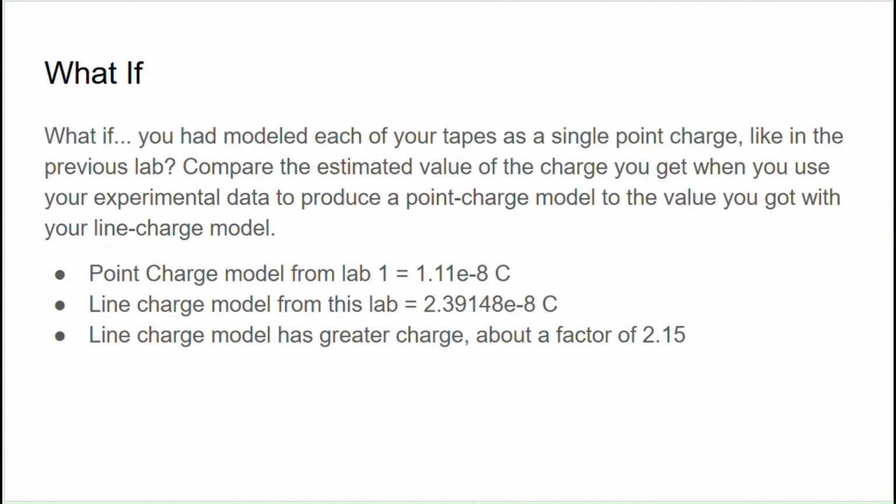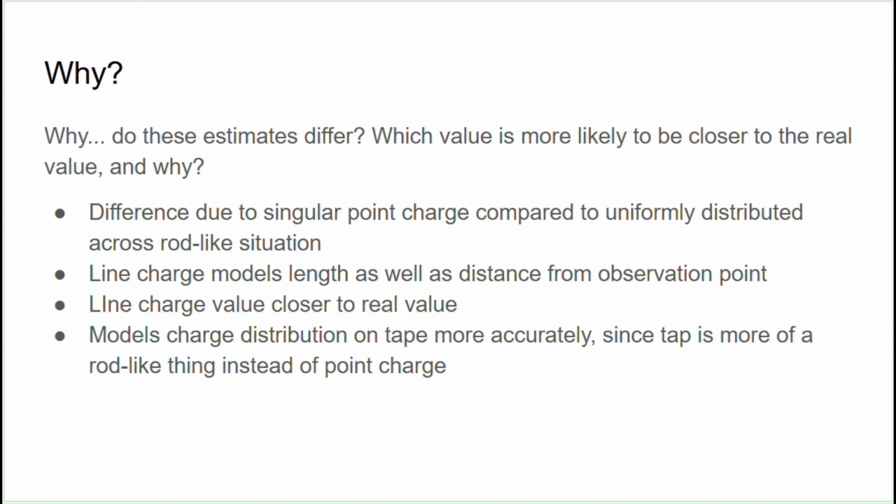So, what if? We see that question, and I said that the point charge model for Lab 1 is equal to 1.11 times 10 to the negative 8 coulombs. Line charge is 2.4 times 10 to the negative 8 coulombs. The line charge has a greater charge, about a factor of 2.15. And why do these estimates differ? The difference is due to the single point charge compared to the uniformly distributed rod-like situation, and the line charge is really closer to the real value.